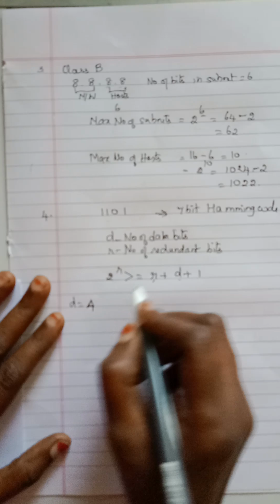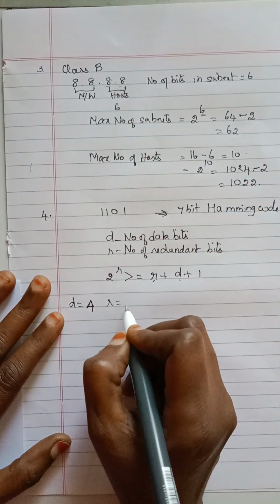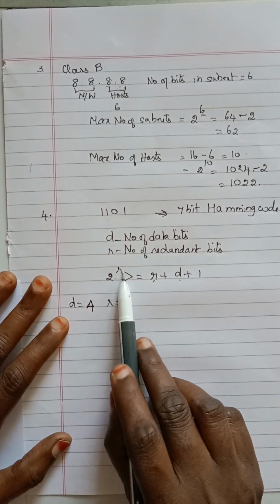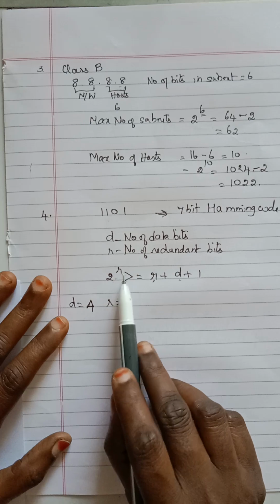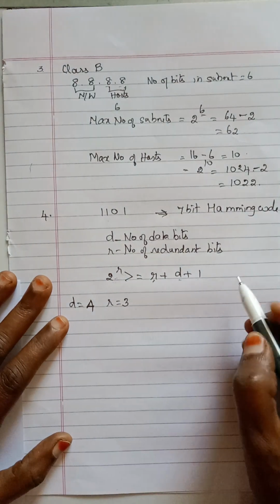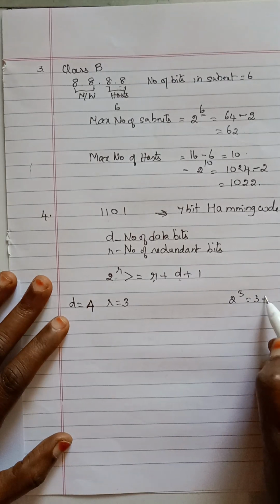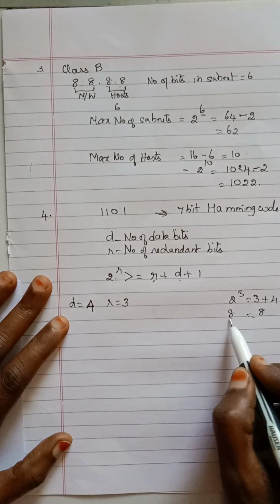Now how many redundant bits? They have already given in the problem itself 7 bits, so redundant bits will be 3. But we can also check from this formula. If r is 1, we will not get the value. Only if we put r equal to 3, we get 2^3, which is 3 + 4 + 1, which is 8. So 8 is equal to 8.